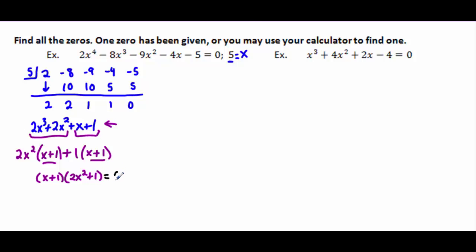So we're trying to set this equal to 0 to solve, and that means that I can set each of these parentheses equal to 0, x plus 1, and then 2x squared plus 1, and then try to solve these. Well, x plus 1 equals 0 is easy, because you just subtract the 1 over and get x equals negative 1. 2x squared plus 1 equals 0 is a little bit trickier. You have to subtract 1.